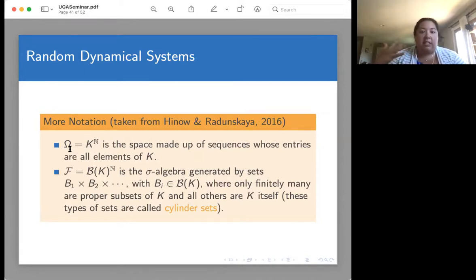Again, I need some sort of topological understanding. Now I have a space made up of sequences, so I need to be able to look at things like measures on it. So I'm going to look at the sigma algebra generated by products of my Borel sets on K, except only finitely many of the things in this product are proper subsets of K. The others are all the whole set K itself. And we call those things cylinder sets.